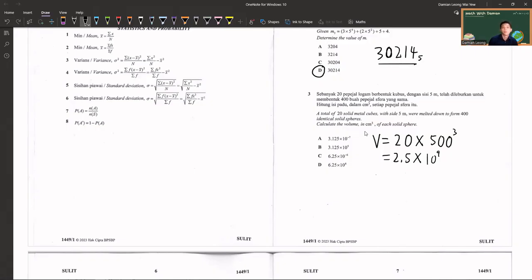So is equal to 400 times the volume of sphere. Okay. Isi padu sfera, 400 kali ganda isi padu sfera itu. So in order to find the volume of sphere, basically I get a 400, I divide by 400.